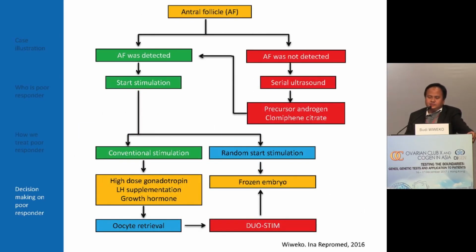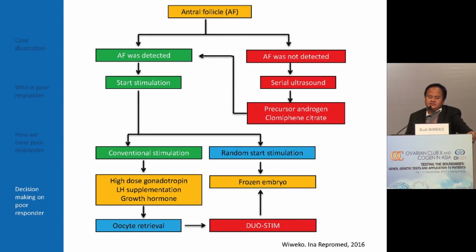So when should we do ovarian stimulation in poor responder patients? First, of course, we should see whether we can see antral follicles by transvaginal ultrasound. If antral follicles are detected, we can decide to start stimulation. We can use conventional stimulation with high dose gonadotropin or supplementation with LH and growth hormone. Or we can also do random start stimulation, followed by frozen embryos, and this one is after oocyte retrieval. We can also choose dual stimulation, and of course the embryos should be frozen.